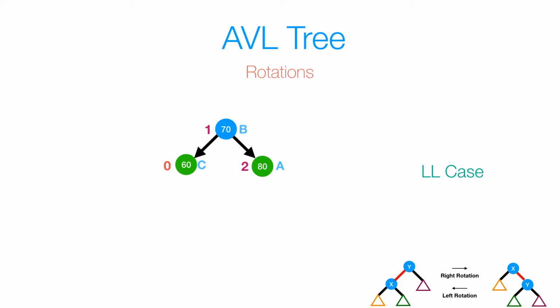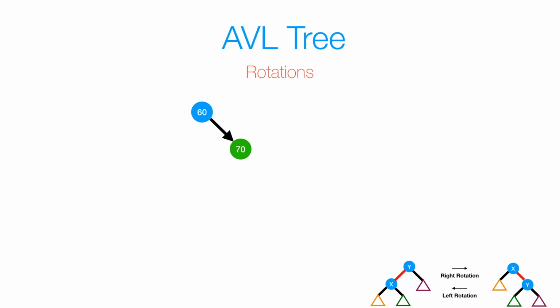Now all we do at this point is update the heights of our nodes A and B. So A has a height of 0, and B remains a height of 1. And we're done. Now let's take a look at our second case. Here we have 60 and 70, where 70 is 60's right subtree. Now let's just figure out the heights of these nodes. So 70 has a height of 0, because it's a leaf node, and 60 has a height of 1, because it's one edge in its deepest leaf path.